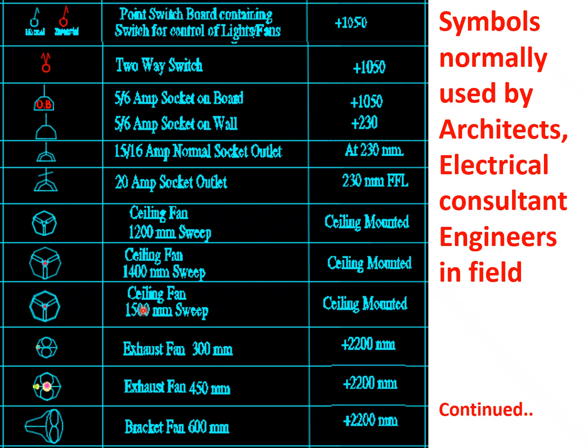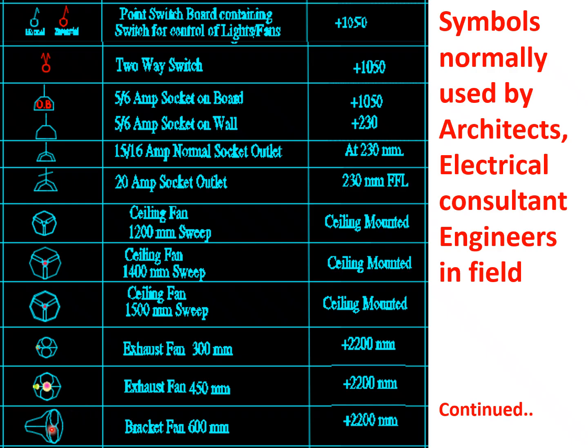The next category shows two types of exhaust fan. One is a small exhaust fan, 300 mm sweep, and the other is a bigger exhaust fan, 400 mm sweep. So this is normally provided in the toilet, for the air outlet, and this is for the bigger, the complete toilet outlet.